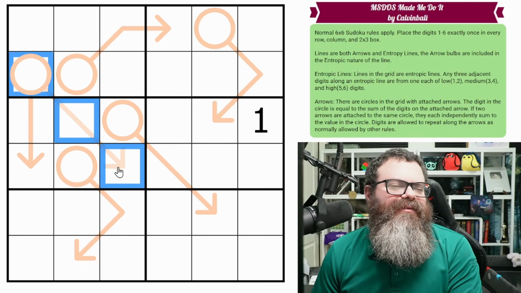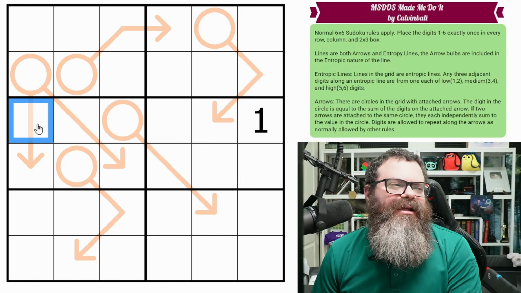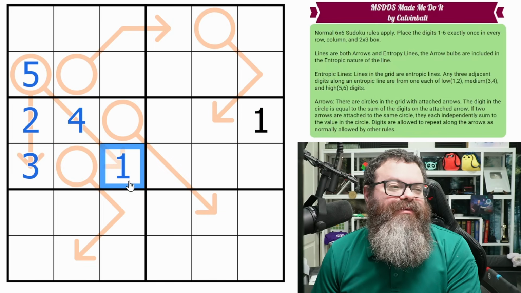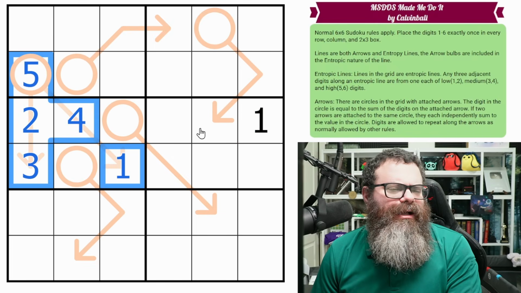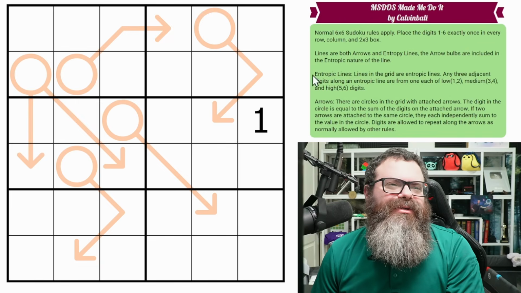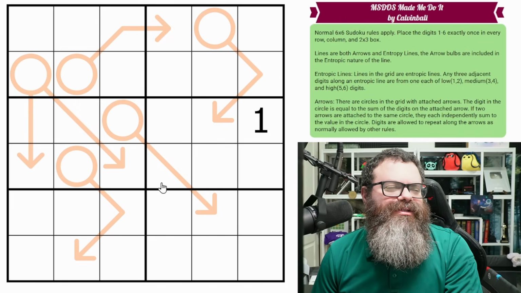Think of this as two separate arrows that happen to share the same cell for the circle. So if this was 2, 3 adding to 5, this would also add to 5, so maybe 1, 4. I could swap it. Okay. Now, these are also entropic. So the rules are written in a way that you could have lines longer than 3, but all of these lines are exactly 3 long.